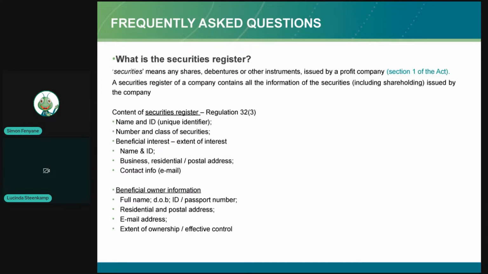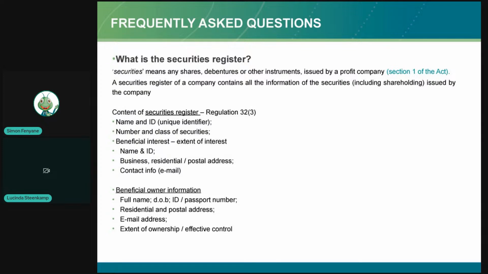So what is a securities register? That's also a mandatory document that must be filed. Securities, in terms of the Act, means any shares, debentures, or other instruments that's issued by a profit company. A securities register of a company contains all the information of the securities, including shareholding, but it's not limited to shareholding, that is issued by the company.